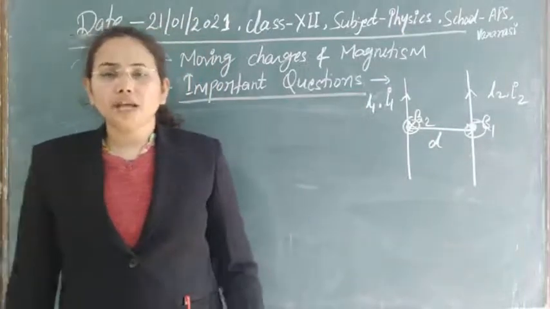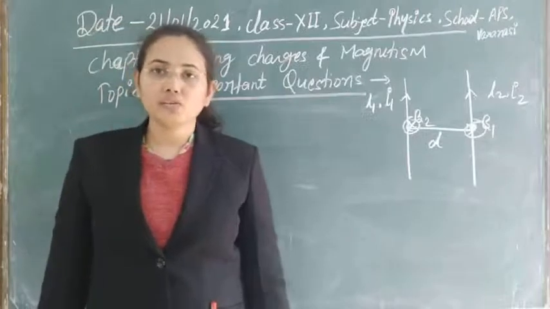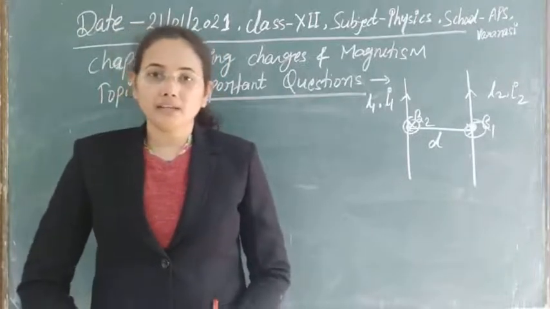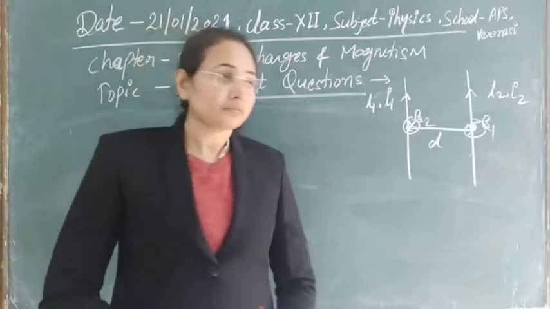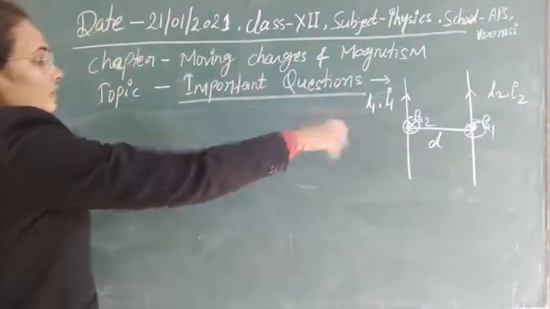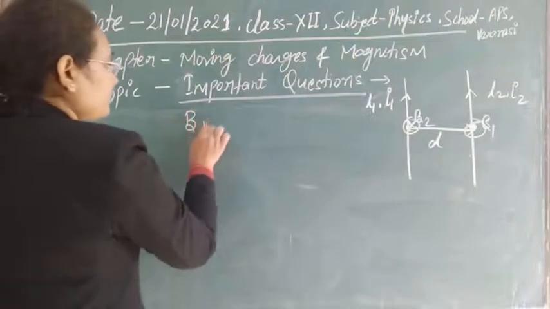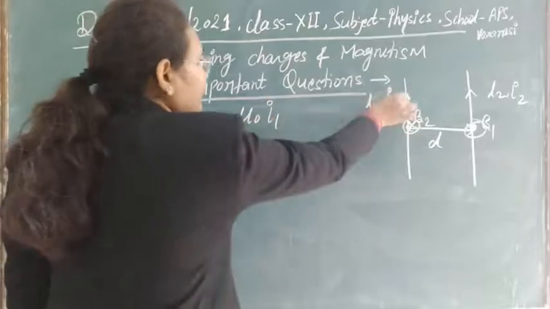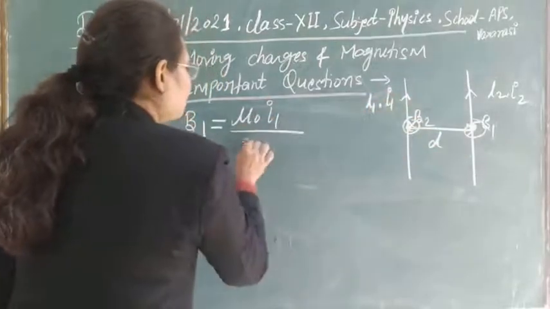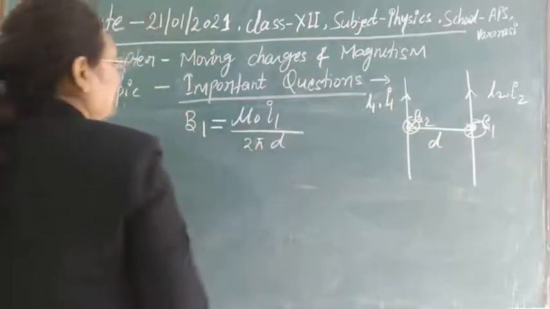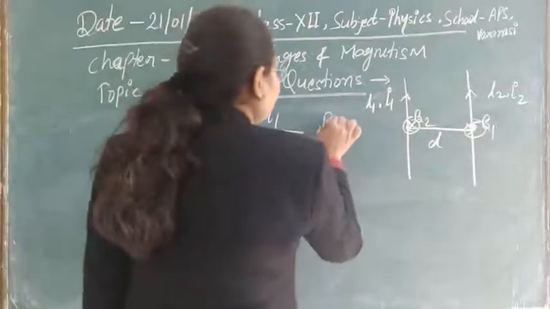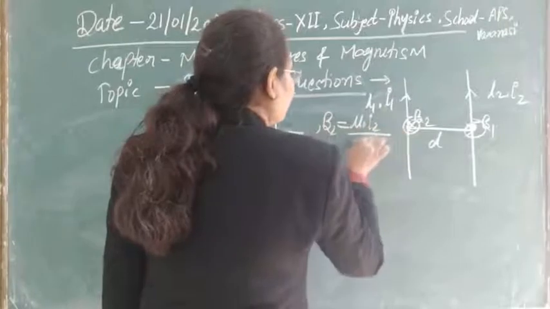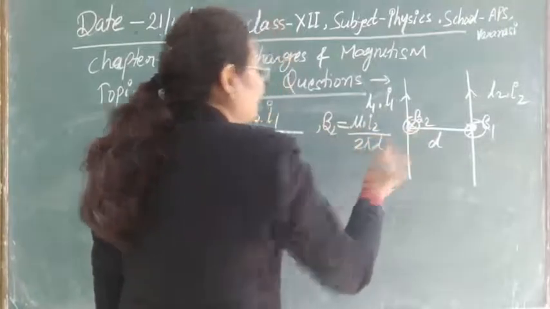Now what will be the value of that force? That is also a very important question, a derivation with which a number of numerical problems can be asked. First of all, what will be the magnitude of this B1? That is equal to mu 0 I1 upon 2 pi d. And similarly, the magnitude of B2 will be mu 0 I2 upon 2 pi d.